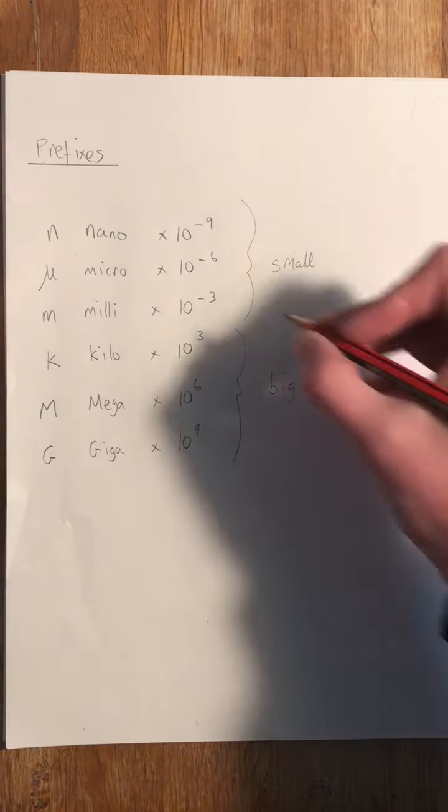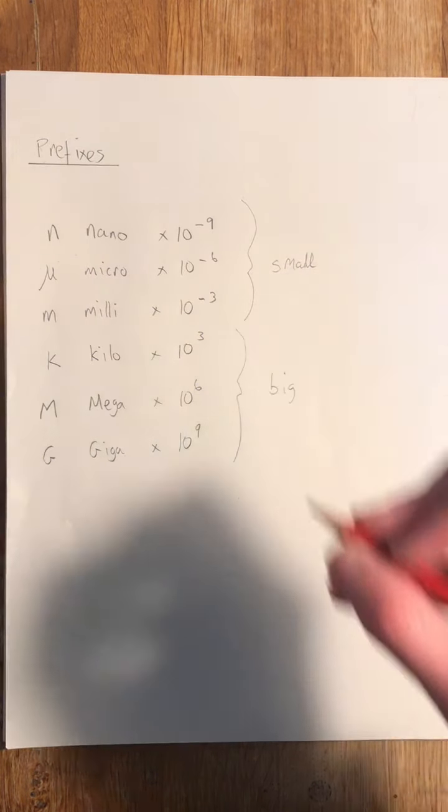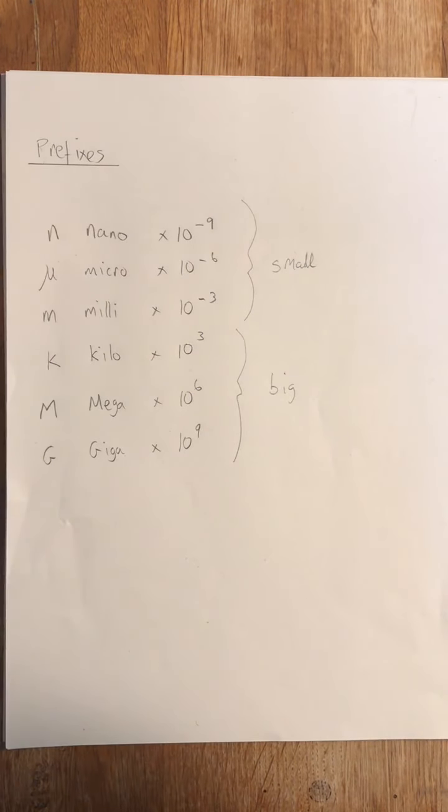Then we have milli. Milli you should be familiar with. The millimetre, really short measurement of length, and there's 1,000 millimetres in a full metre, so 1,000th of a metre. So that's your small ones, nano, micro and milli. Then we can use the same but for large numbers.